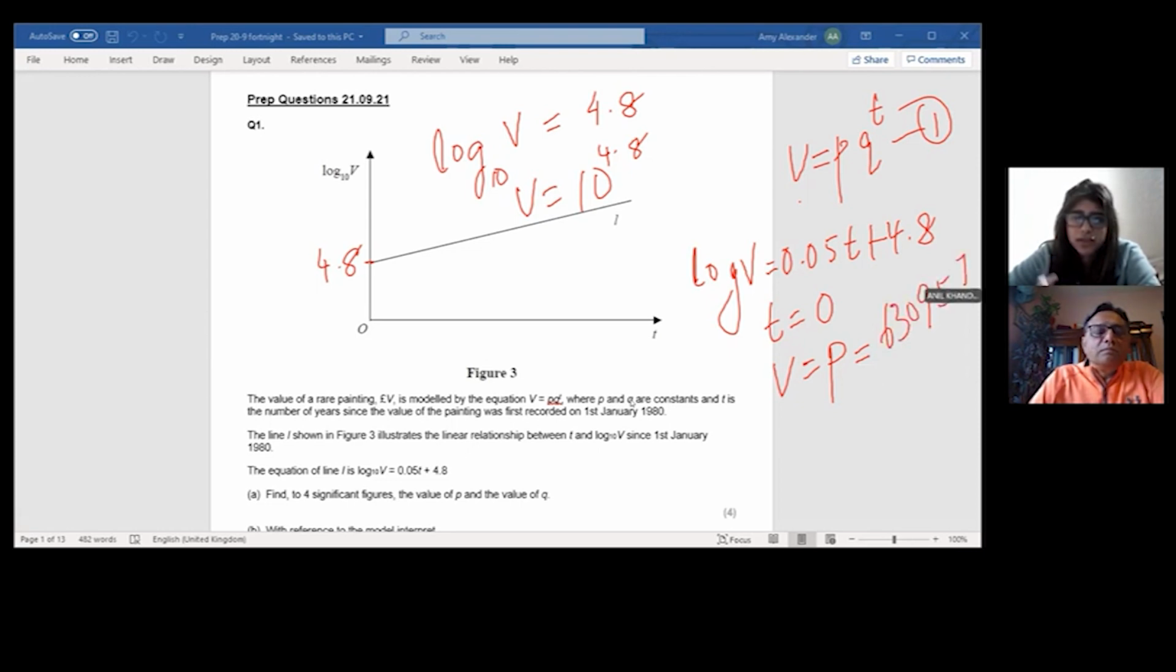63095.73. You want it to four significant figures, so 63095 becomes 63100. That is what you get as your answer. Is that clear? Yeah.